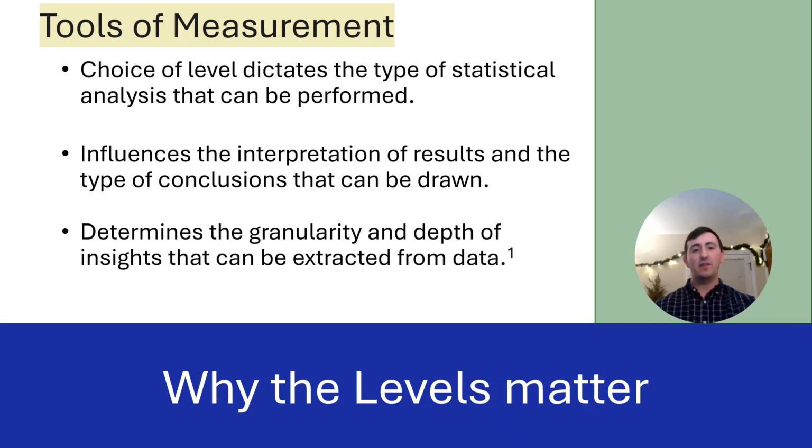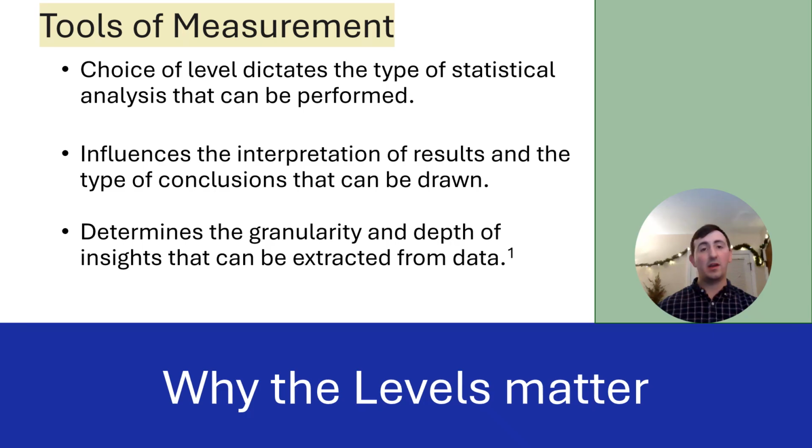So the choice of level dictates the type of statistical analysis that you can do later, right? You can't run half of your statistical analyses on nominal data. The data will not work that way. You can't force name data, nominal data, to be number data and create anything more than correlations and try to make a causal hypothesis out of that.